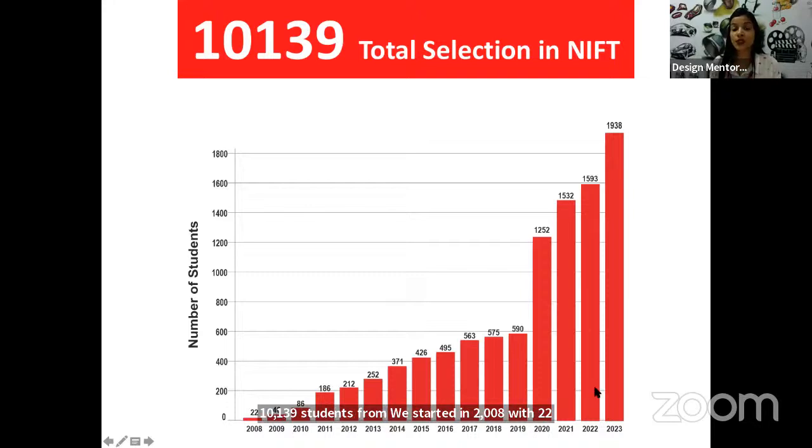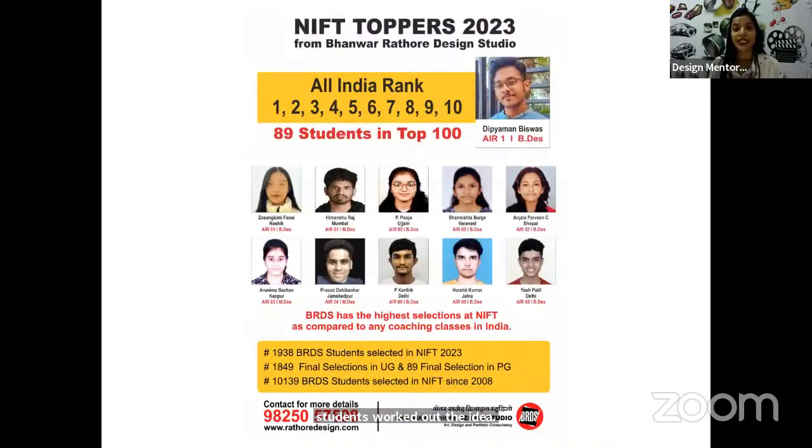In 2023, a total of 1,938 students went to NIFT. You can see the number of seats available with NIFT, and maximum around 1,900 students were from BRDS. So every other student, out of 189 students in NIFT, is from BRDS. And all India rank 1st to 10th were from BRDS.